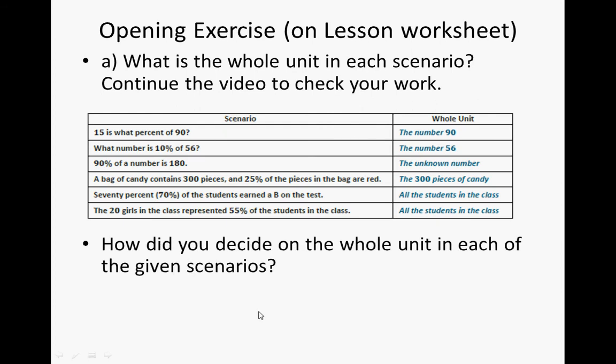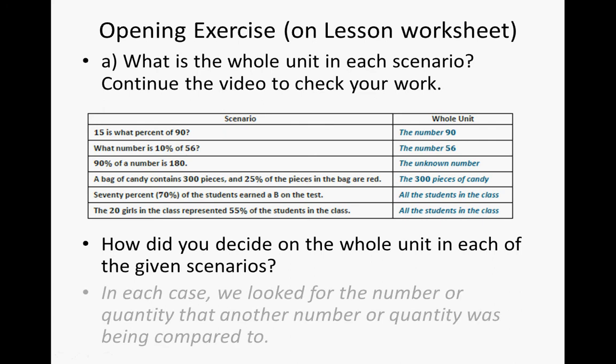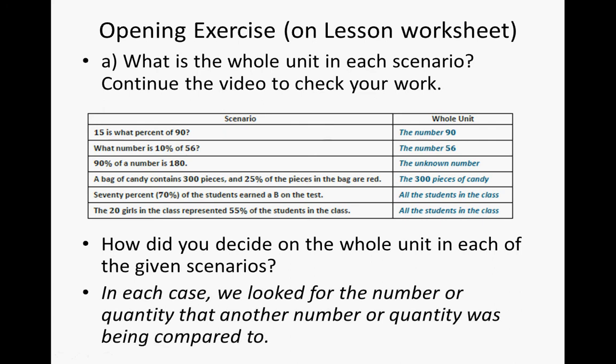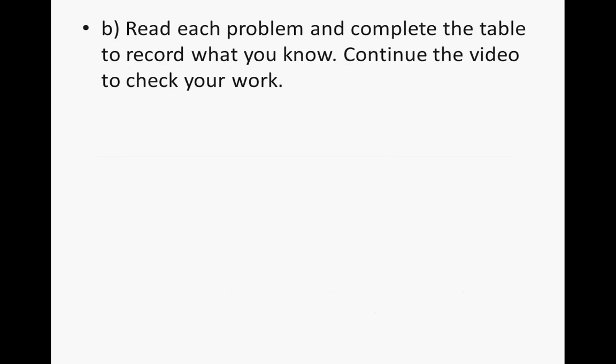So how did you decide on the whole unit in each of the given scenarios? Well, in each case, we look for the number or quantity that another number or quantity was being compared to. Alright, go ahead and look at part B. Read each problem and complete the table to record what you know. Continue the video to check your work.